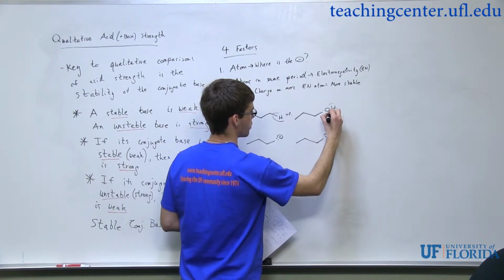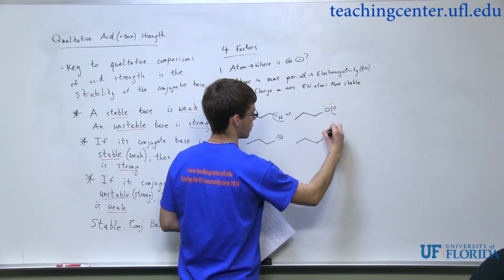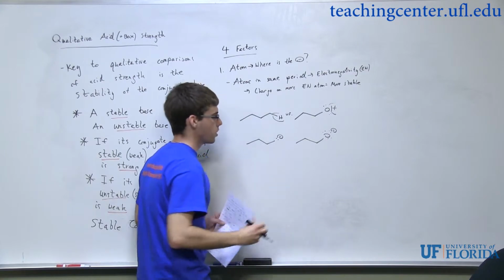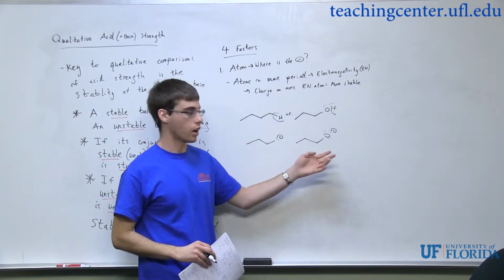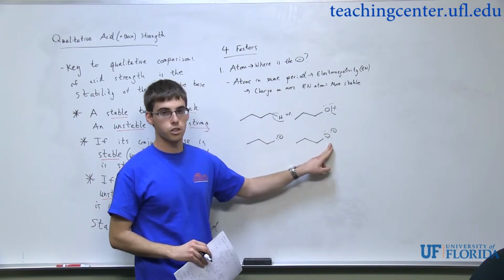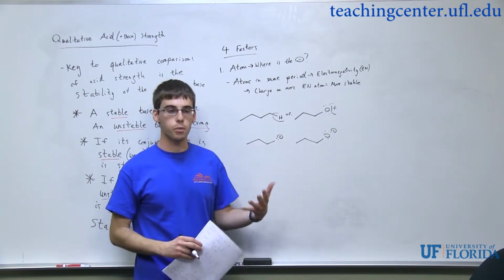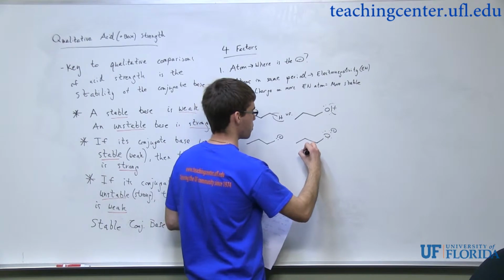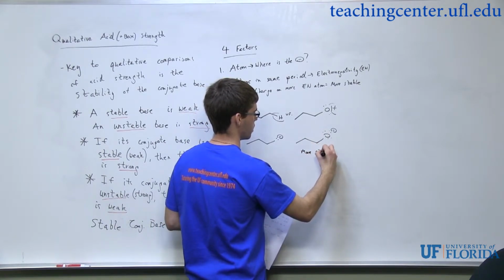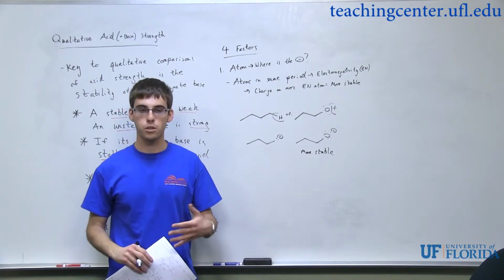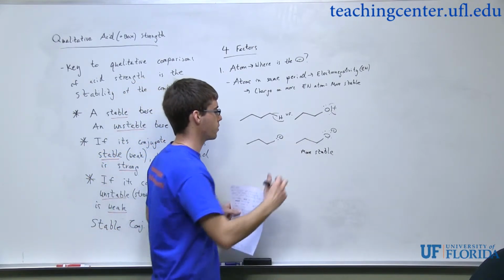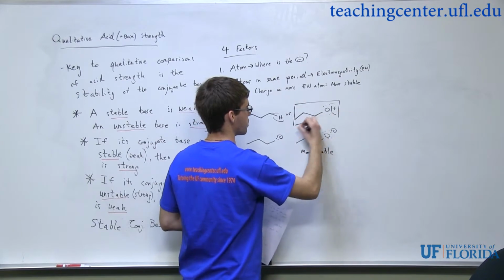So I'm now looking at the conjugate base. Well, which atom is more electronegative? Oxygen or carbon? Oxygen is more electronegative. It can stabilize that negative charge better. So this is the more stable conjugate base. Remember, more stable conjugate base is the weaker base, which means its acid is stronger. That means this is the stronger acid.